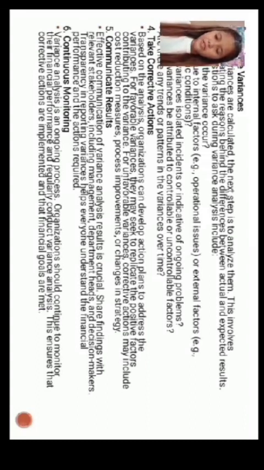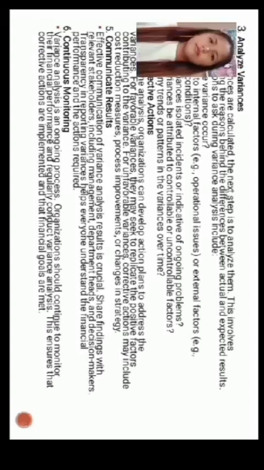So the fifth is communicate results. Effective communication of variance analysis results is crucial. Share findings with relevant stakeholders, including management, department heads, and decision makers. Transparency in reporting variances helps everyone understand the financial performance and the action required.